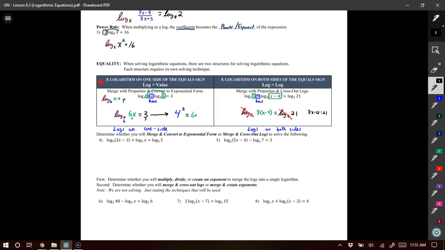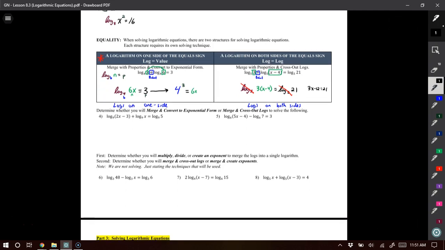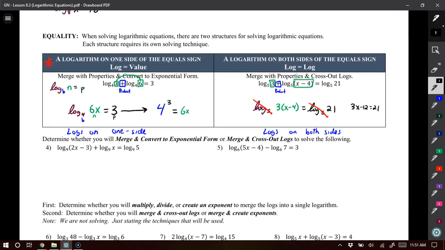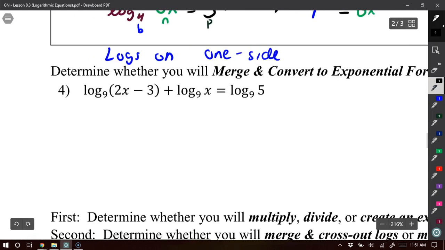So when we read these problems, we're just going to practice. We're going to answer these two questions. I'm going to merge. How? Am I going to do product rule, quotient rule, power rule? Am I going to convert to exponential form, or am I going to cross out the logs? I want to know which of these in that box I am doing. Part of logarithms is learning to read the equation first. So first off, how am I going to merge? Log base 9 of 2x minus 3 plus log base 9 of x equals log base 9 of 5. I see a plus sign. That's product rule.